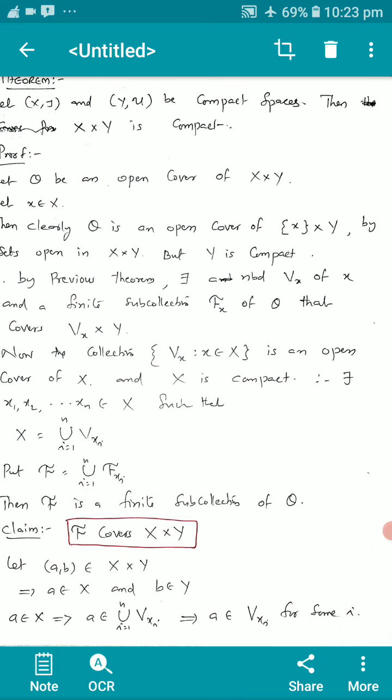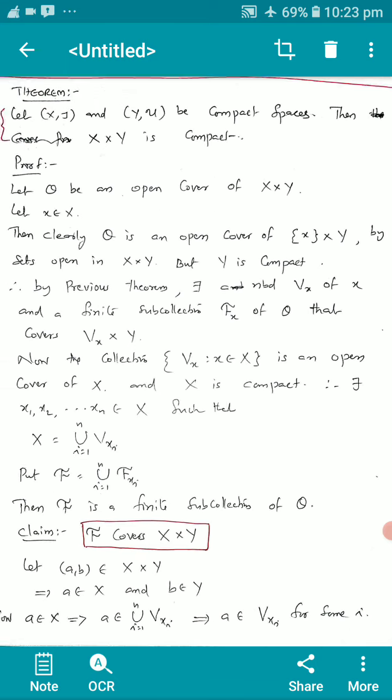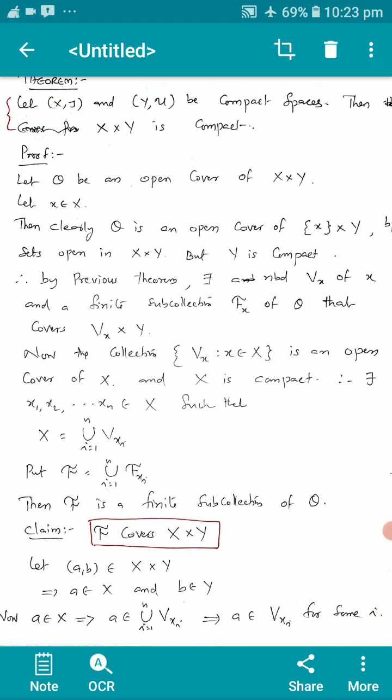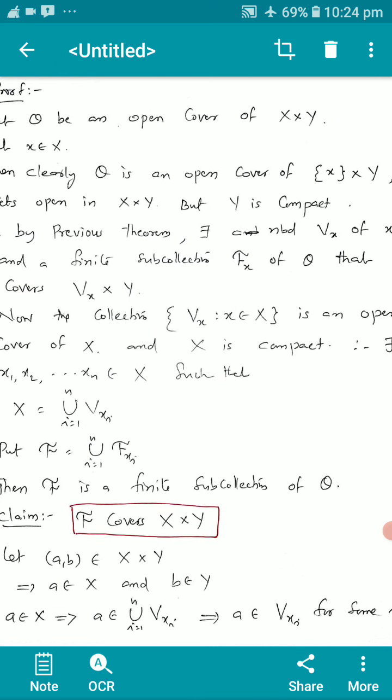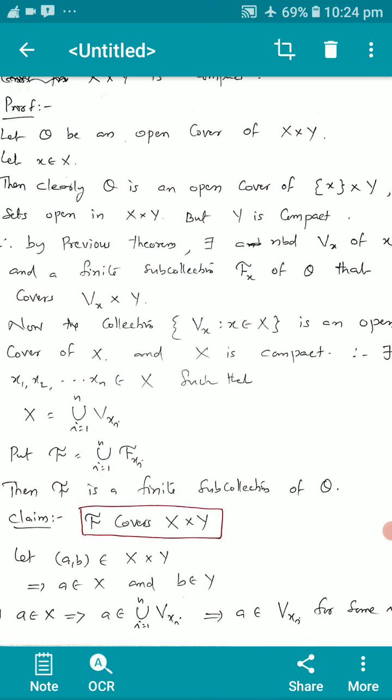Now the collection {V_x : x ∈ X} is an open cover of X, and we know that X is compact. Therefore, there is a finite subcovering, that is, there exist x1, x2, ..., xn in X such that X = union of V_xi, where i varies from 1 to n. Put F equal to the union of F_xi, where i varies from 1 to n. Then F is a finite subcollection of θ. We prove that F covers X × Y.